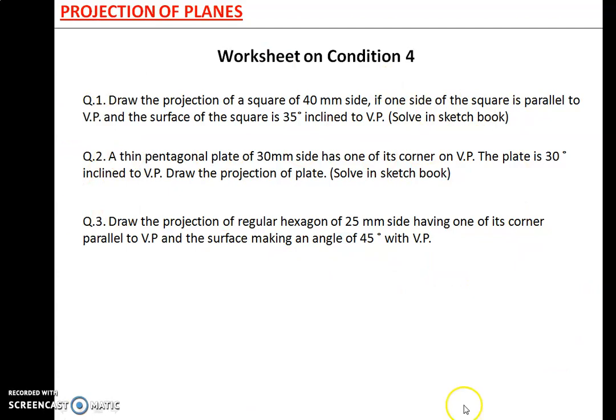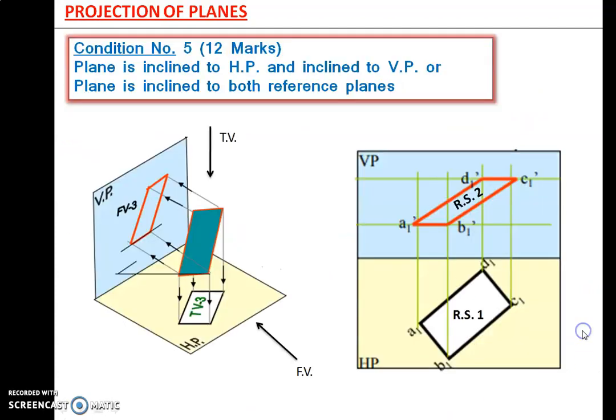Okay. So coming next slide, now it is the main thing which has been introduced. It is condition number 5, the final thing which we want to learn, and which carries 12 marks. So up to condition number 4, it was just the basics, so that it will be easy to understand condition number 5. So condition number 5, what is it?